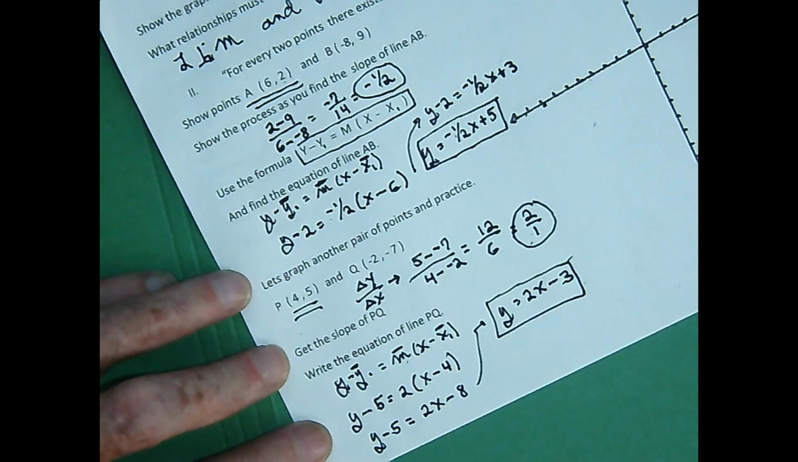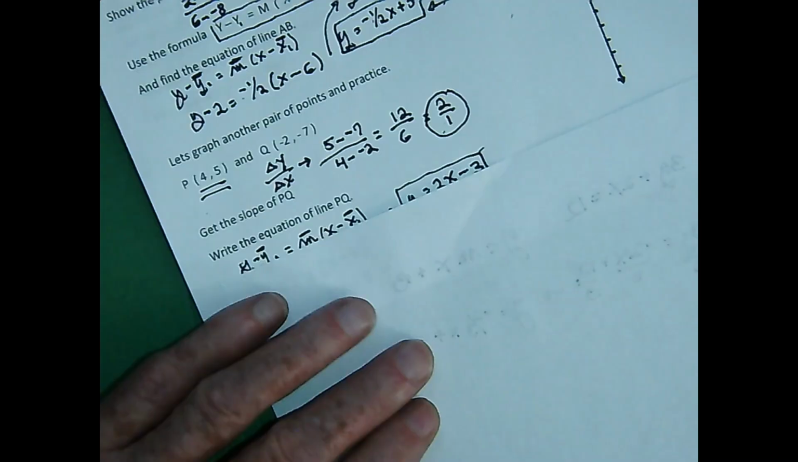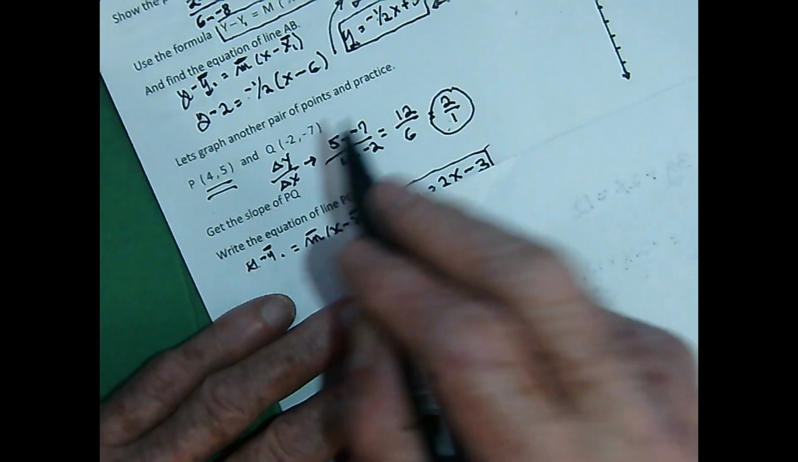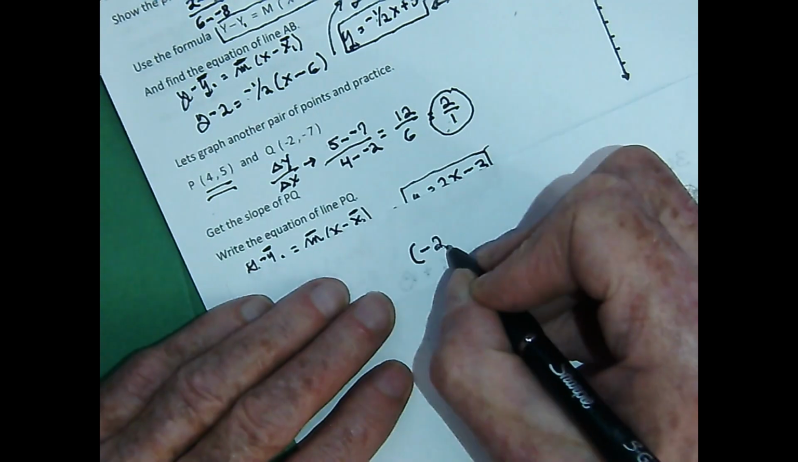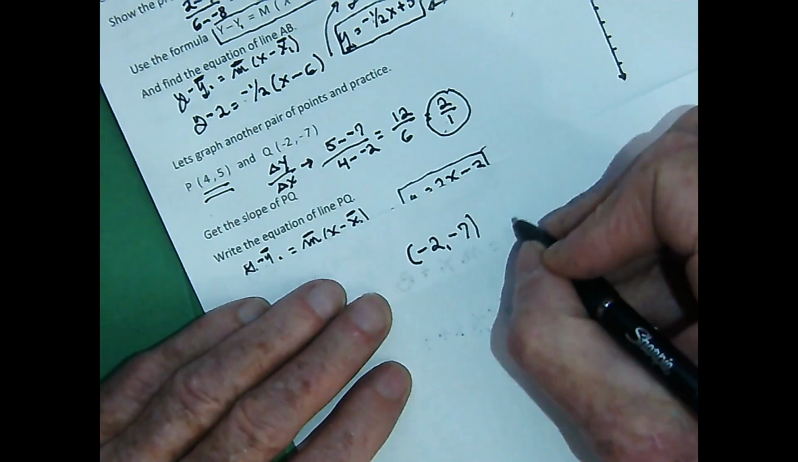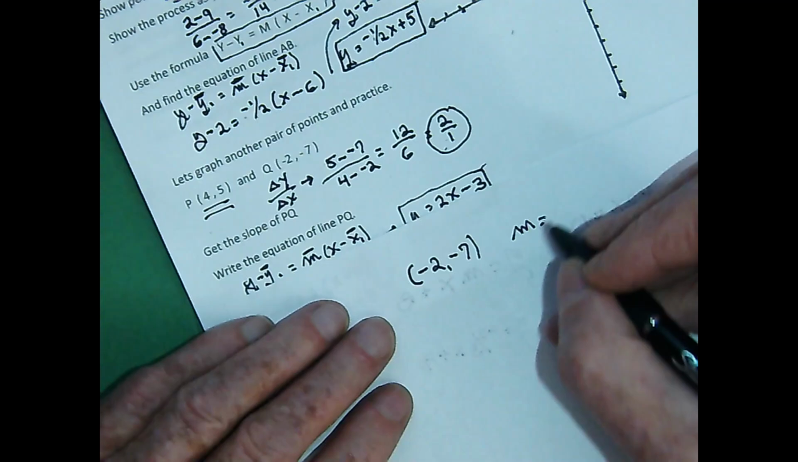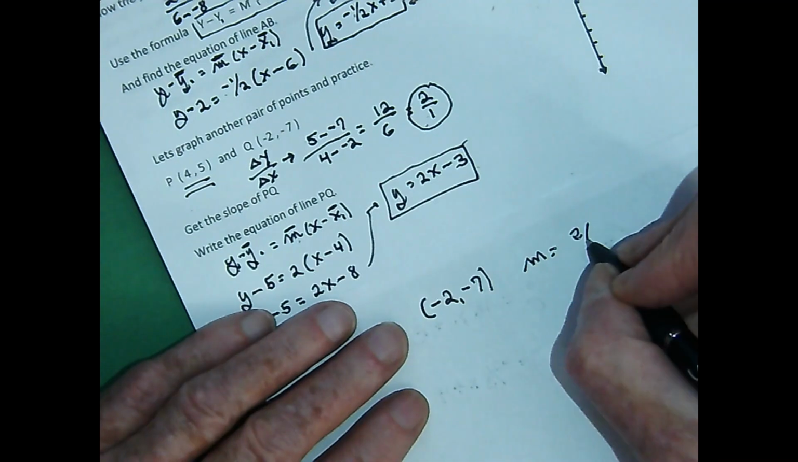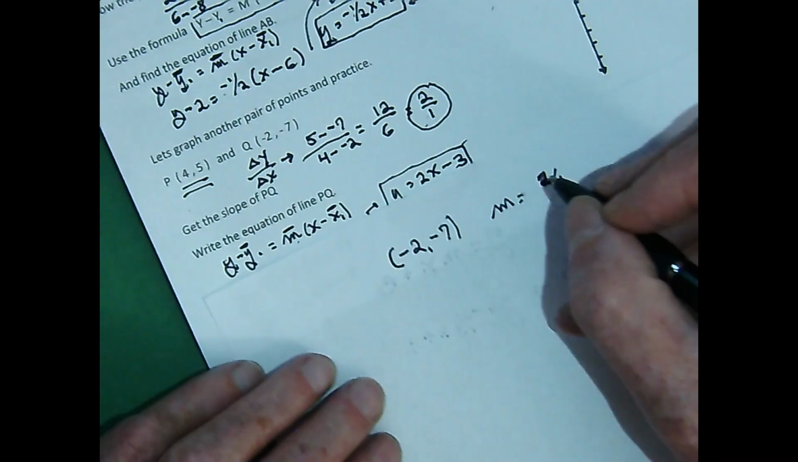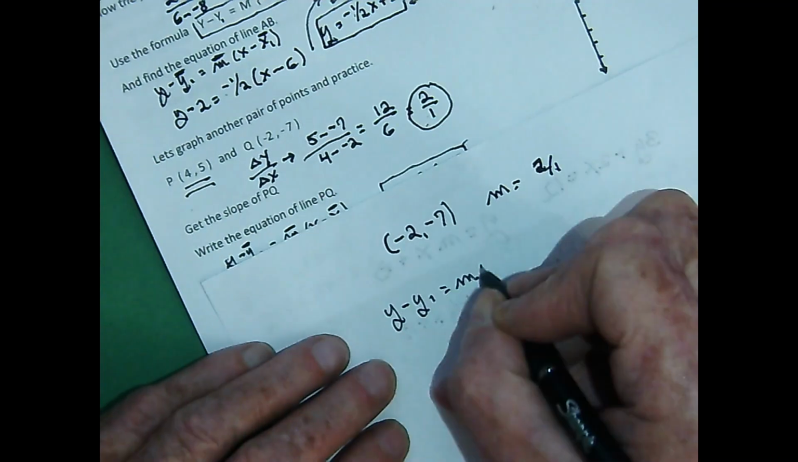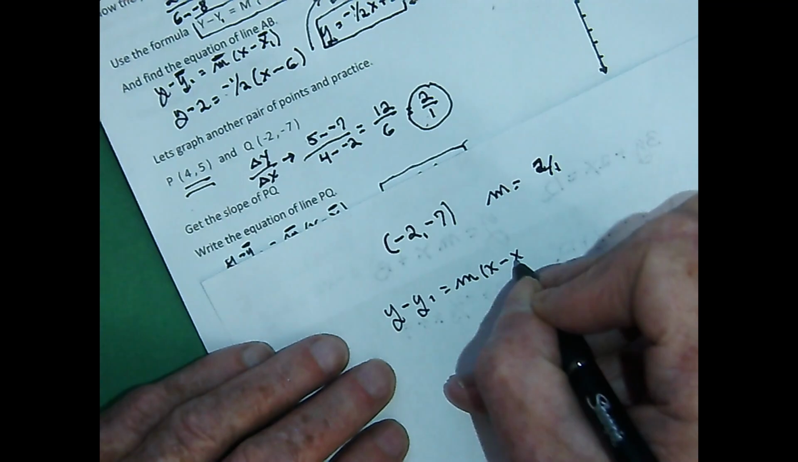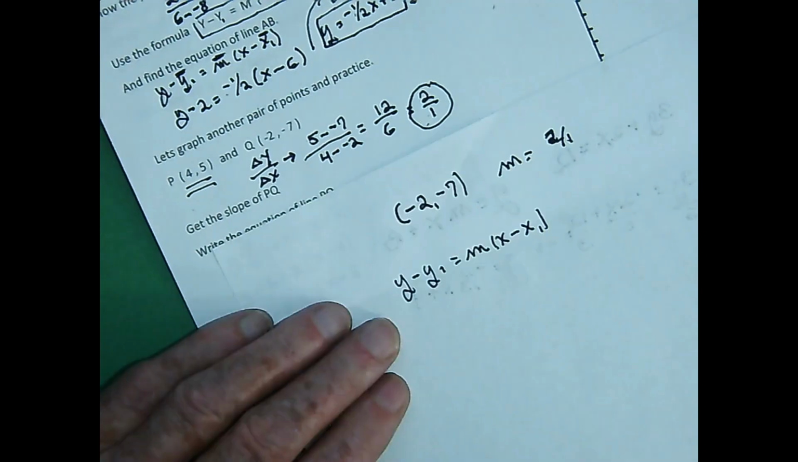And I think that's probably the right equation. But I think it would be valuable for you to see that I could have done it with this other point as well. Let's take that walk and see that that's true. I'm going to use the point negative 2, comma, negative 7, and the same slope, 2 over 1, and see if we don't get the same equation of that line. I'm using that formula, y minus y sub 1 equals m times x minus x sub 1. It's good to get some practice.